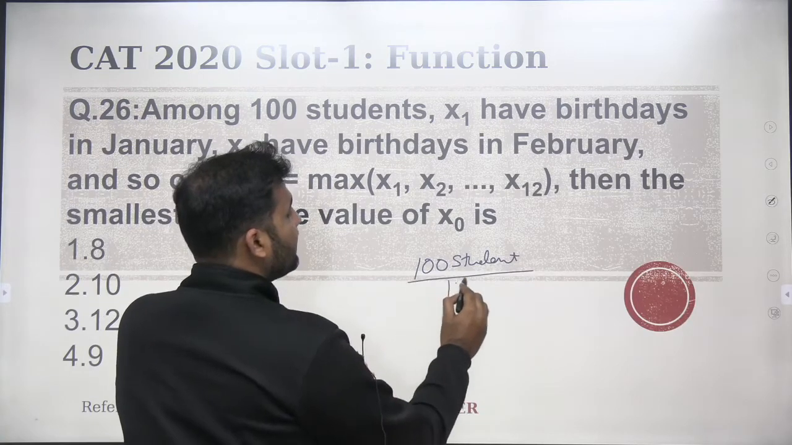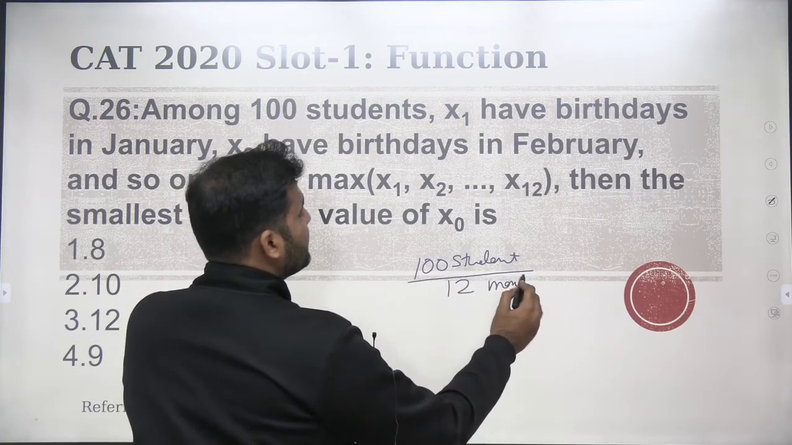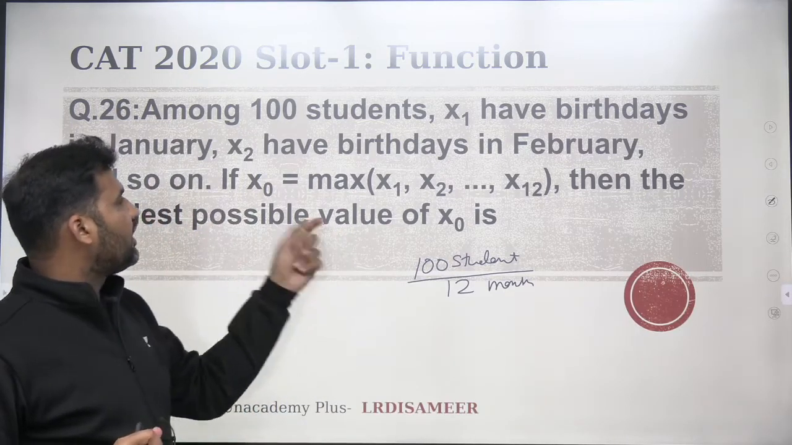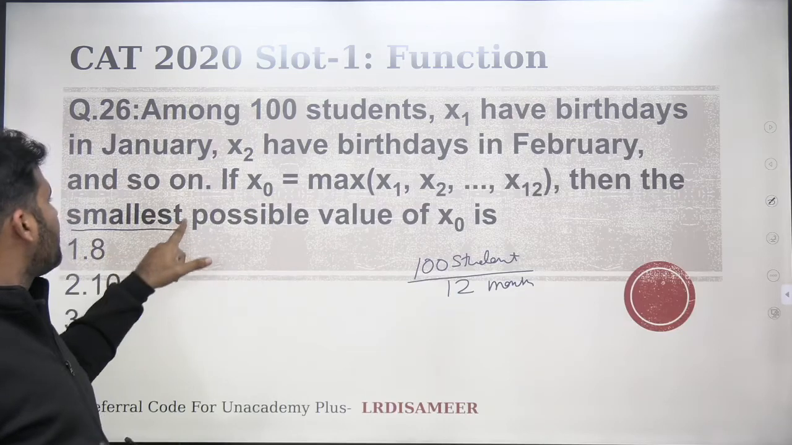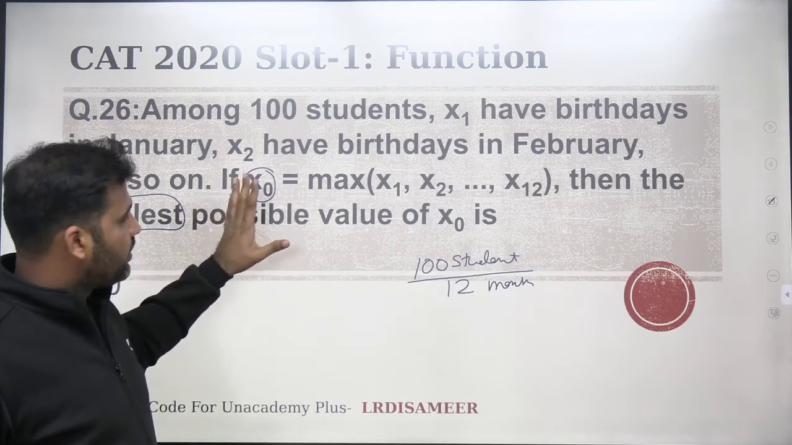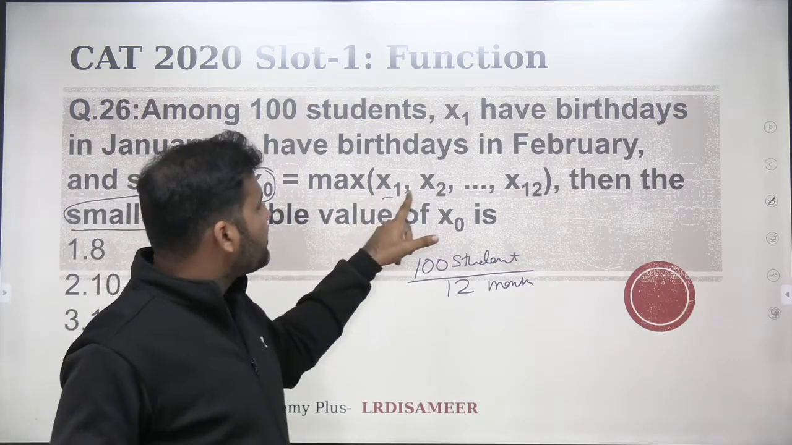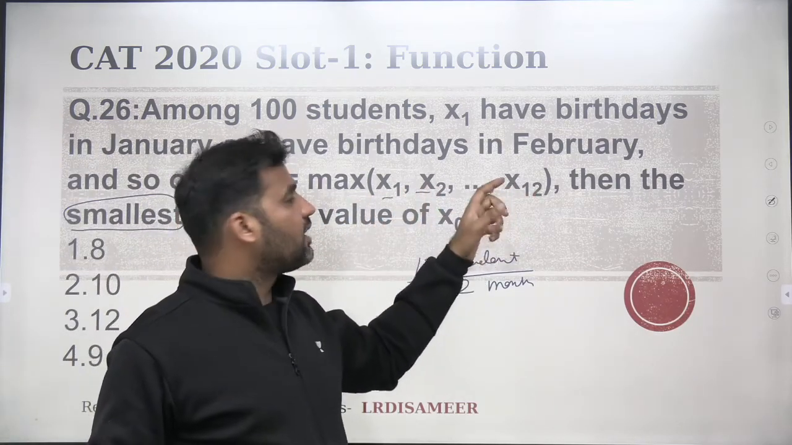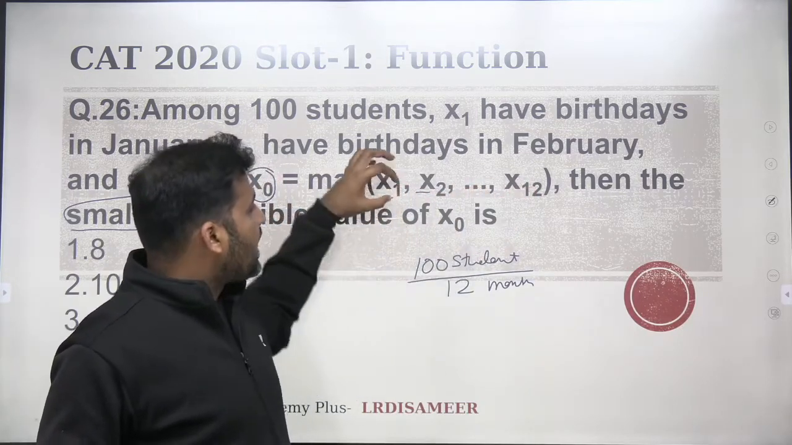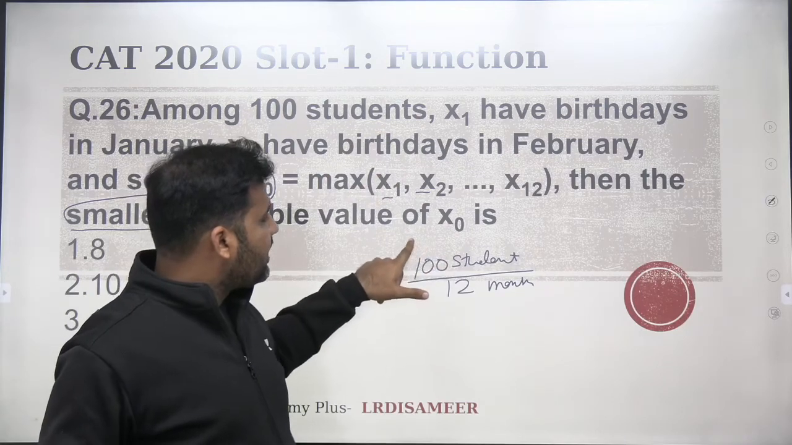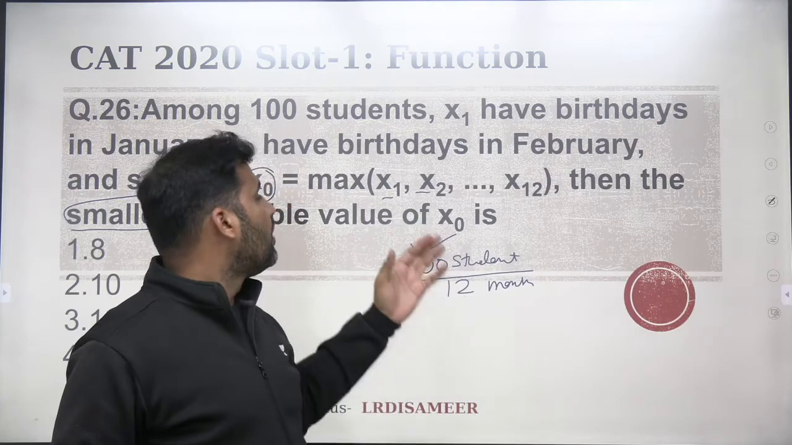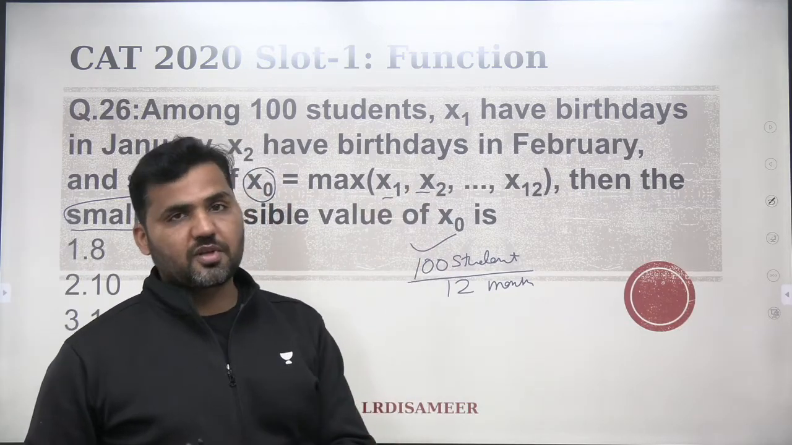Now, the 100 students are supposed to be distributed among 12 months in such a way that I should get the least possible value of x0. I need to find the smallest possible value. If I want to minimize the value of x0, I need to put as small a value as possible in these expressions, right, in these numbers. So I need to divide the 100 students among 12 months in such a way that all of them have the least possible value.